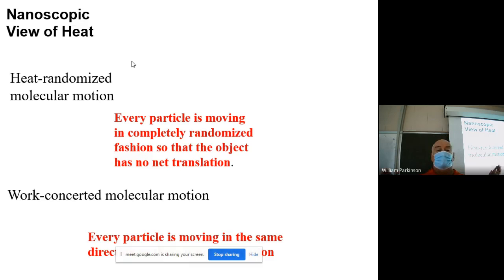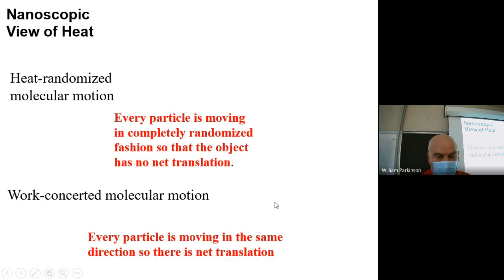All right, so heat is, as we say here, randomized molecular motion, and work, or mechanical energy, is concerted molecular motion. Now, another thing I want to do is turn off my little thing that's hiding the words present at the bottom of the screen. So again, these are the two forms of energy that we desire. We call them kinetic energy, and humans use kinetic energy in the form of either heat or work.